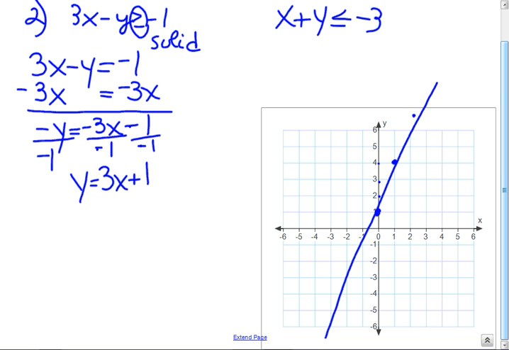Okay, now we're going to test 0, 0, and see what works. Put 0 in here. Is that bigger than negative 1? Wait, is 0 bigger than negative 1? Yes, it is. Oh, I was right the first time. Okay, that's true. Sometimes you have to think a little bit. So it shades on the side of 0.